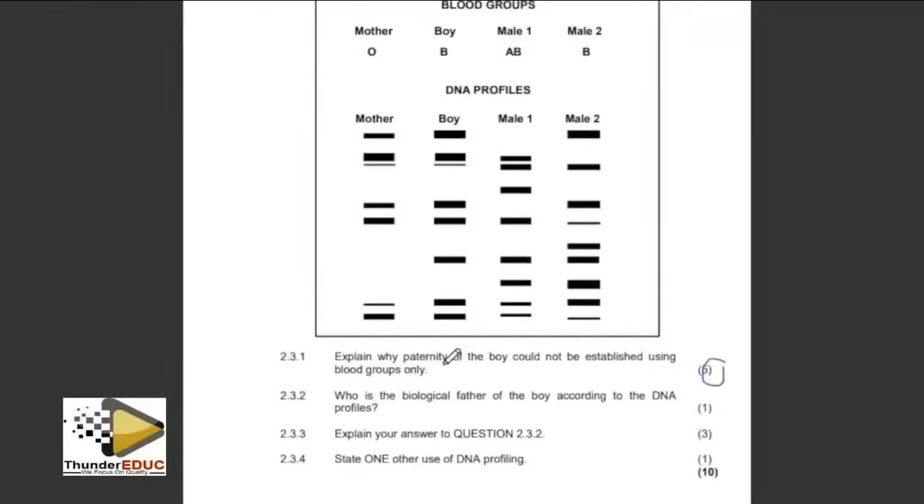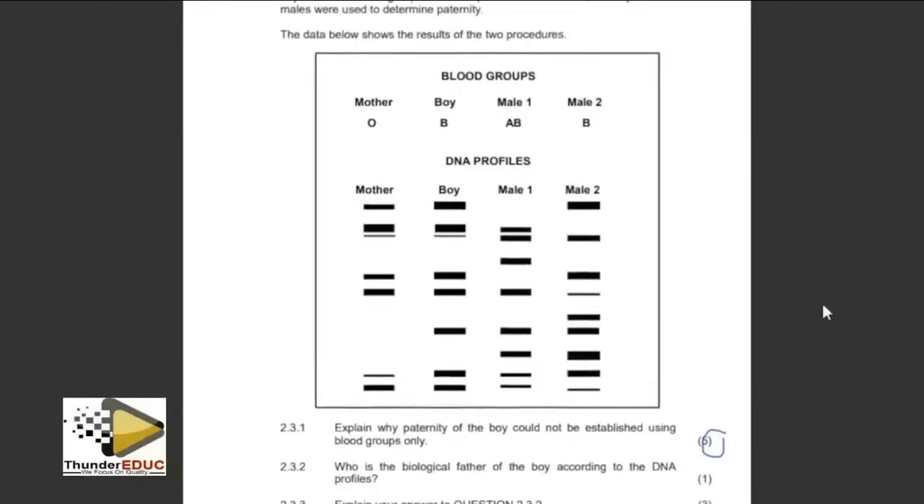Explain why paternity of the boy could not be established using the blood group. Why is the paternity test not able to conclude that this is the father of the individual? It's because many people have the same type of blood group. As I showed you, blood group A married to blood group B can still produce blood group O, blood group AB, or blood group B.